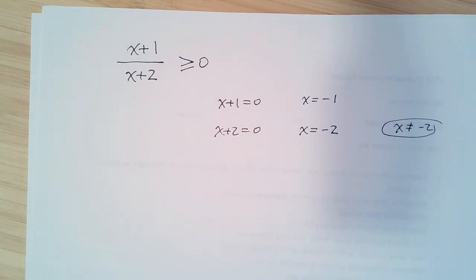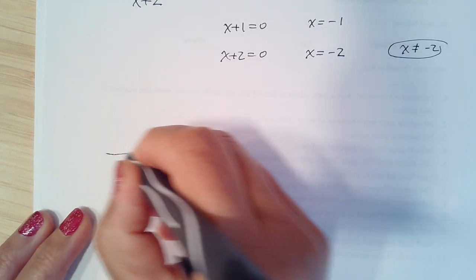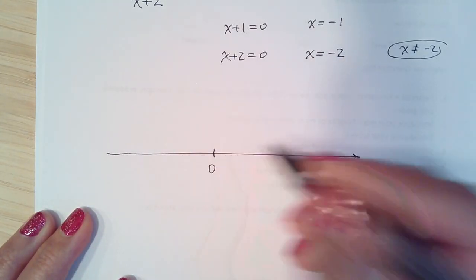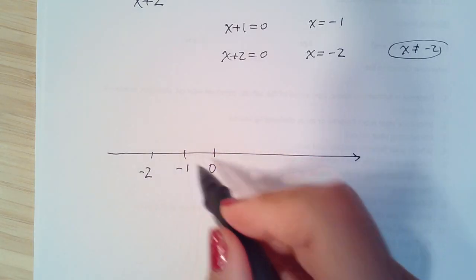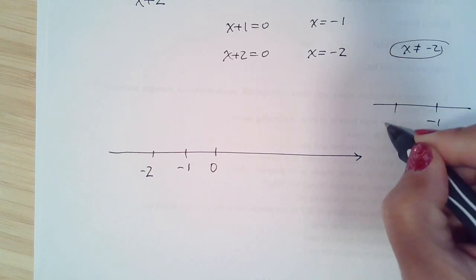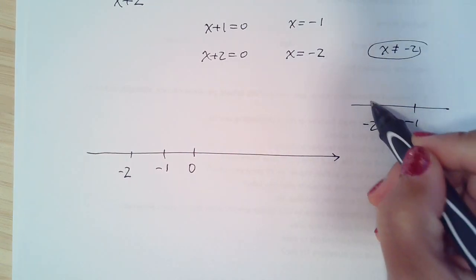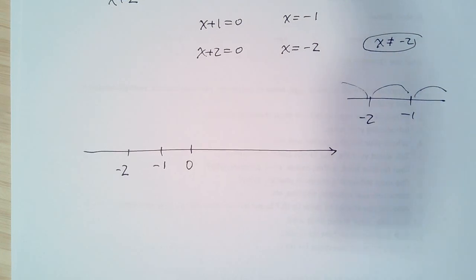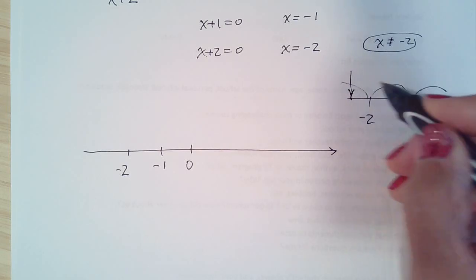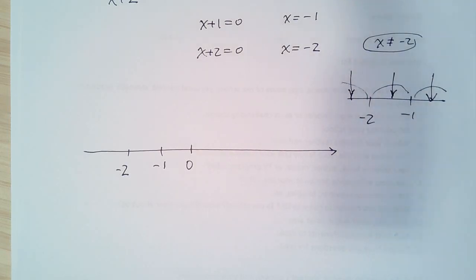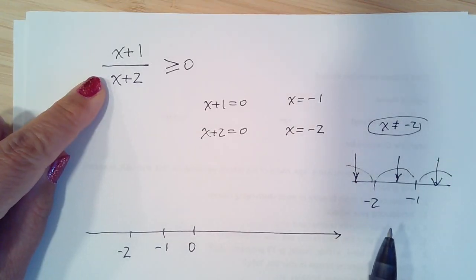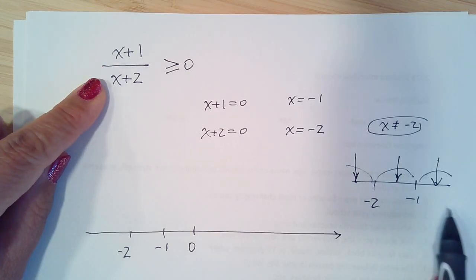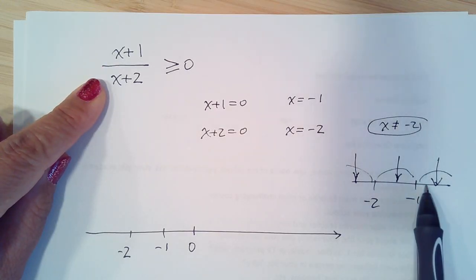Okay, so what are you going to do next? You are going to do this. 0, -1, -2. All right, so think about the number line. You have a -1, -2. These 2 points break your number line into 3 intervals. So what I would ask you to do is pick a test number in each interval, and then bring them into your original inequality to see whether it holds. If it holds, then the whole interval will be good.